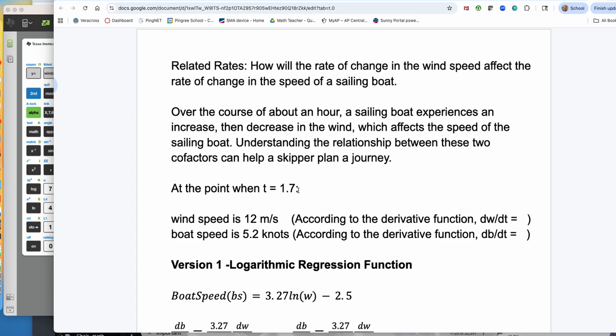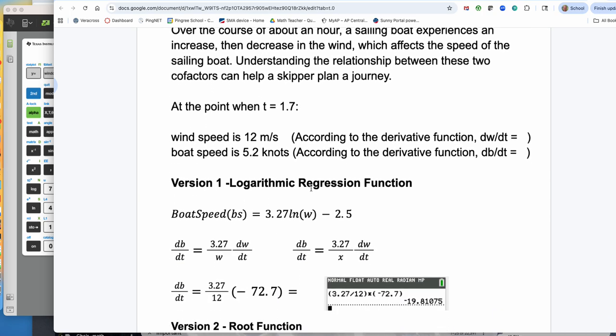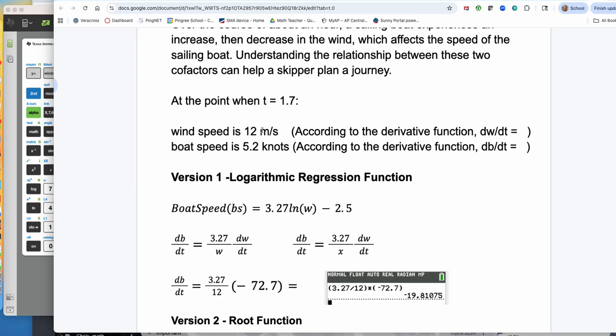Okay, I just picked a point, 1.7. I could have picked any data point. Essentially, this is one that I thought was more interesting because it was at a period of decline in the wind speed and the boat speed. So at that instant in time, if you go back to the original data, the wind speed happens to be 12 meters per second, and the corresponding boat speed at that time is 5.2 knots.